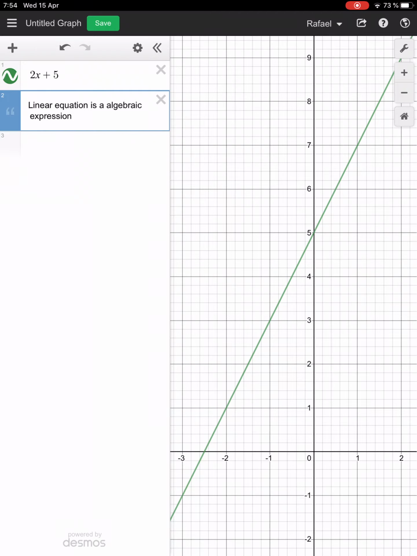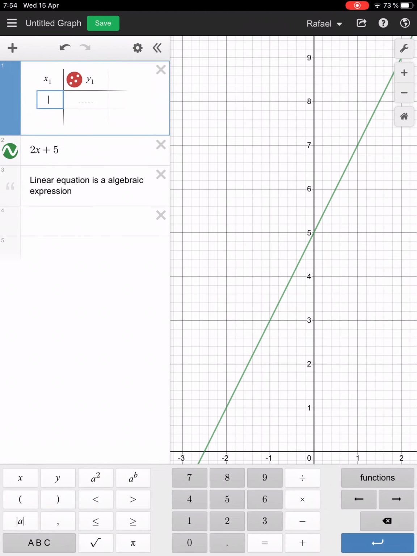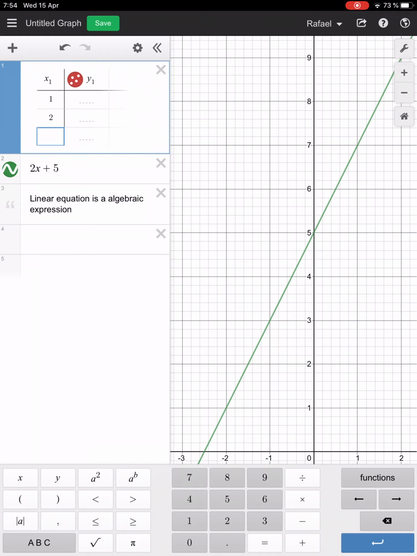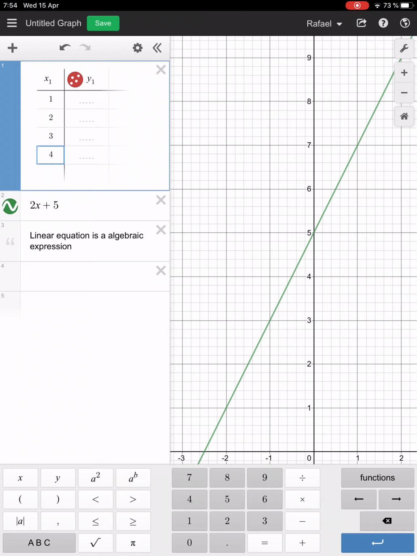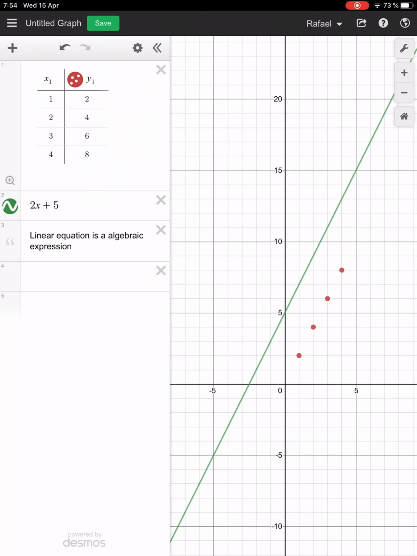The third option we have is table. In the table, you can create a table, for example, 1, 2, having different values for x, and in the y, we can plot the different points 2, 4, 6, and 8. As you see, at the same time as what you are typing on the table, you are going to see it in the graph. It is really useful when you need to explore patterns.